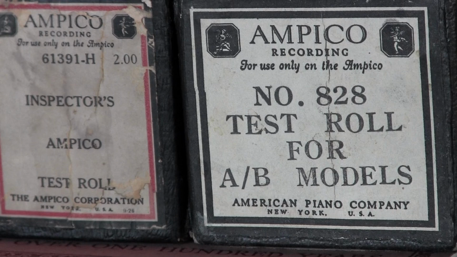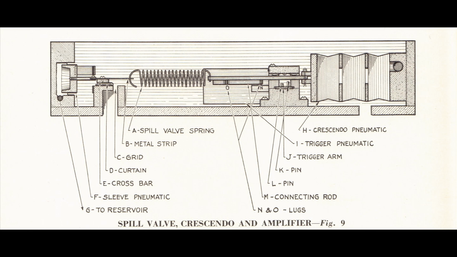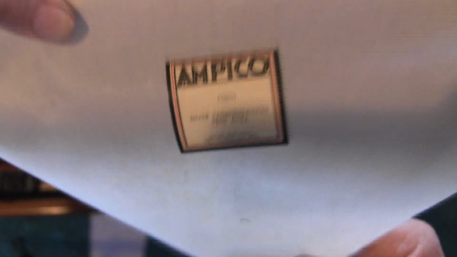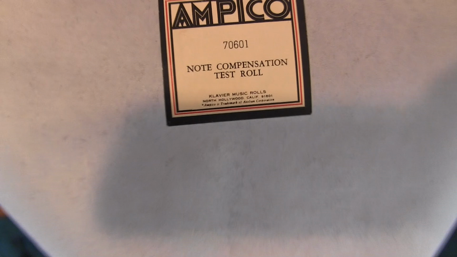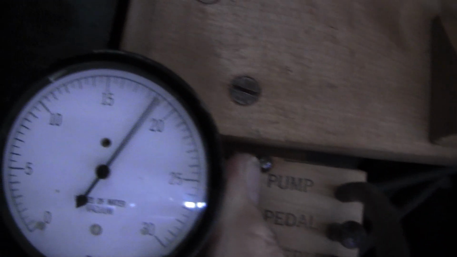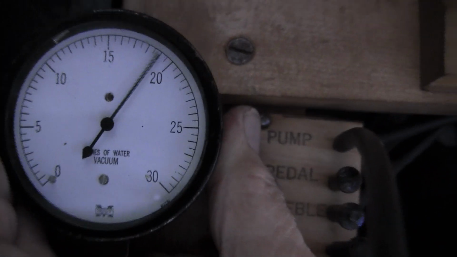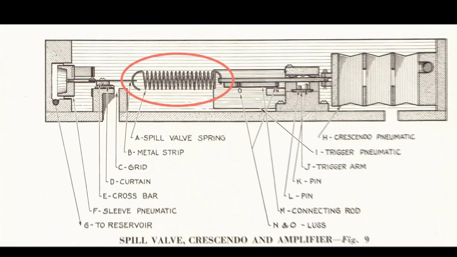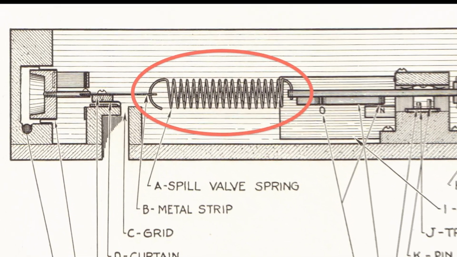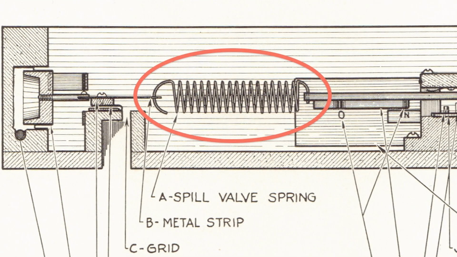Unlike regulating the A, the test roll is very handy, if not necessary, to check the Ampico B. The important parts of the test roll are the ones that set the amplifier system. The note compensation roll is also important. Check the minimum pump pressure, about 18 to 20 inches, but not below 17 inches. If it is low, get a stronger spring if necessary.